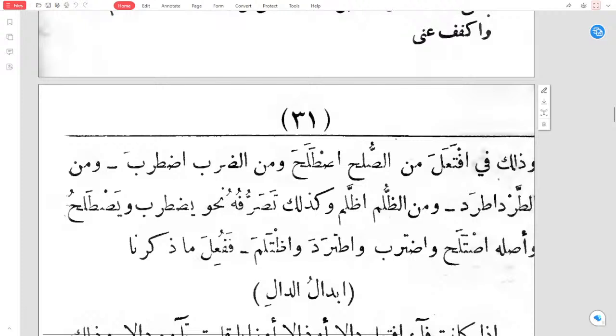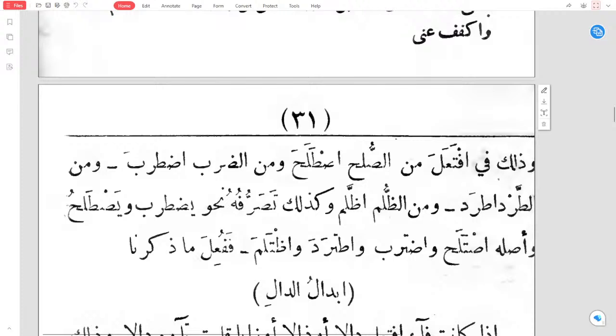اضطرد, you will not say اضترد, you will say اضطرد with two ta's. The first ta will be made mudgham and will be merged into this ta, which was originally the ta of افتعال. ومن الظلم الظلم, and out of الظلم you will say اظتلم, and then that ta will be changed into a dha, اظطلم. Or you could also say that the ta of افتعال, when the fa is a dha, it will directly be changed into a dha.